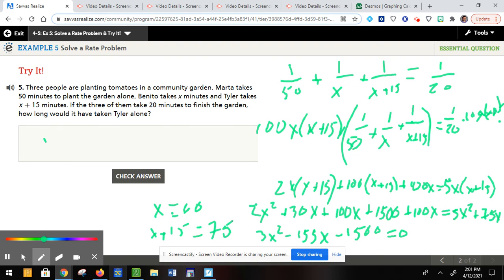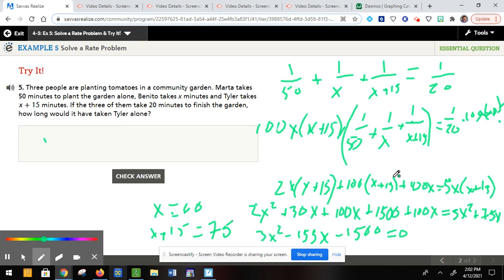All right, so I set it up as, Marta takes 50 minutes, so she's 1 over 50 to do. She'll get 1/50th of it done in 1 minute. Benito is 1 over x, and then Tyler is 1 over x plus 15. All that equals 1 over 20. So the common denominator is going to be 100, because that's the least common multiple between 20 and 50.